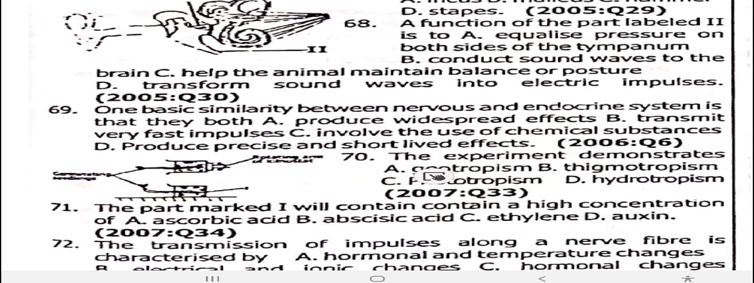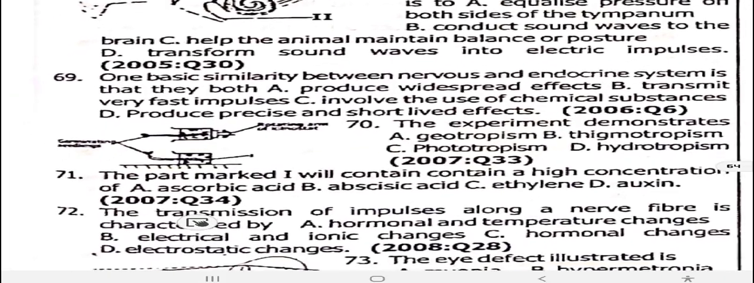70. This experiment demonstrates response to gravity. So it's geotropism, option A. 71. The part marked I contains a high concentration of probably auxins, option D. It has to do with plants. Don't forget, plant growth hormone.